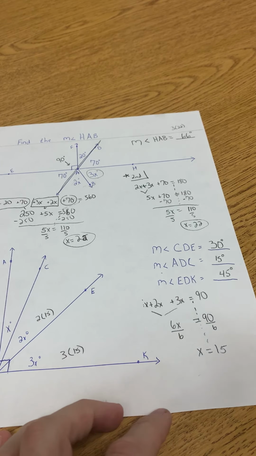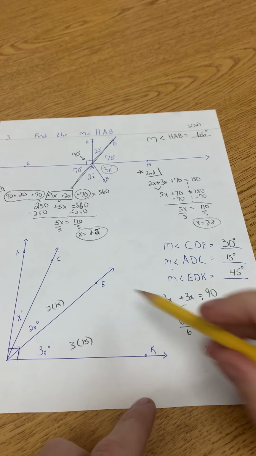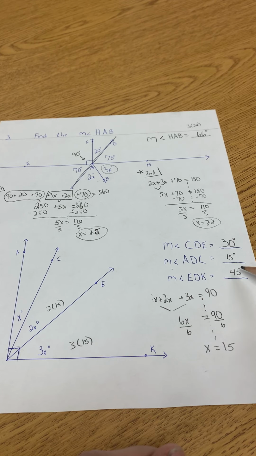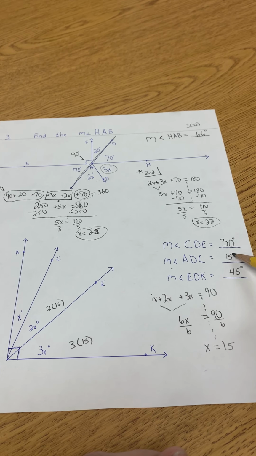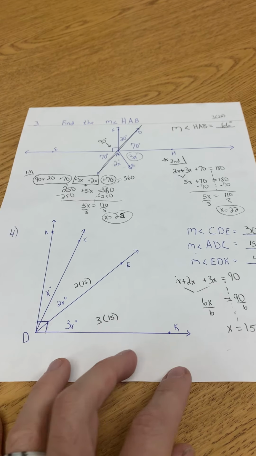If you really wanted to make sure, are these correct? All of them need to add up to what measure? They need to add up to 90. 30 plus 15 is 45. 45 plus 45 is 90. This works out. So there's 3 and 4.